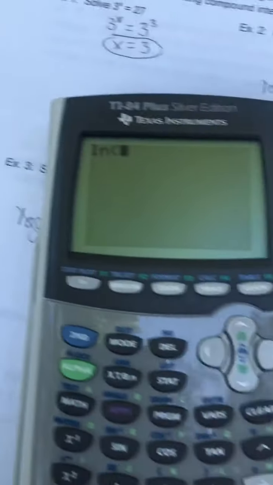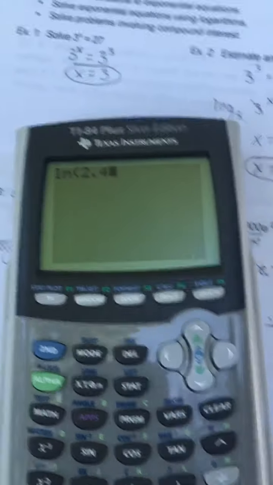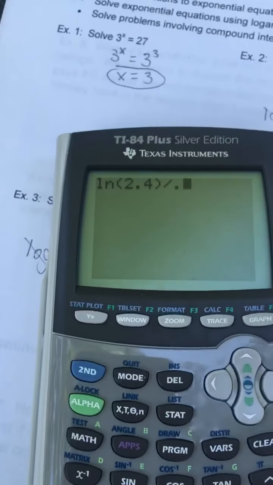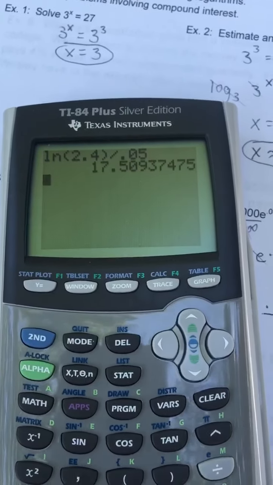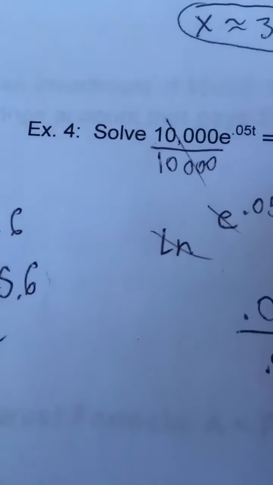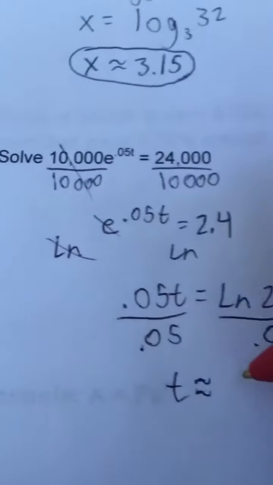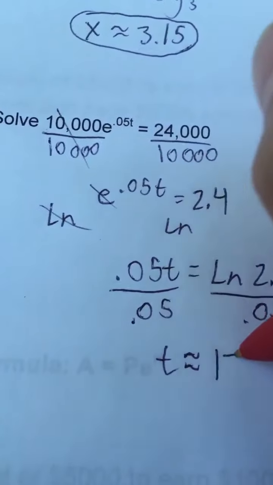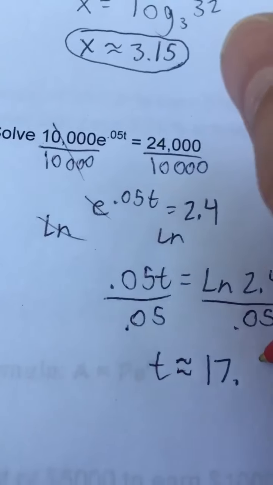So t is going to equal, I'm going to type that in now, natural log of 2.4, close the parentheses, divided by 0.05. So about 17.51. I should put a little squiggly equal sign because it's not exactly equal to it. I'm approximately equal to that, 17.51.